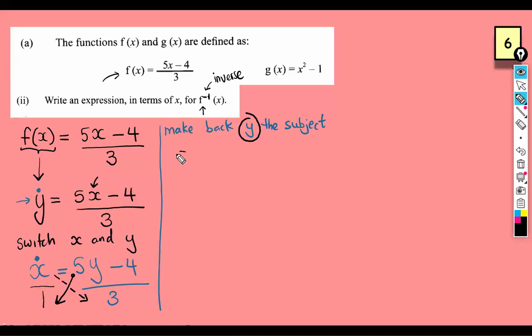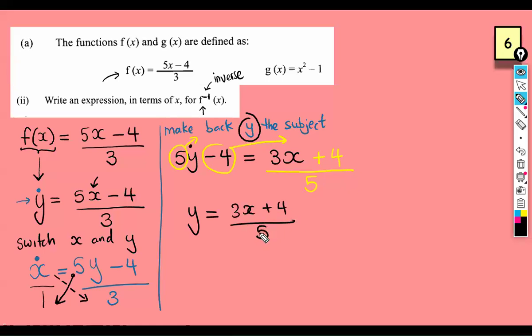Anything by 1 is itself, equal to multiply the dashed one. X multiplied by 3 is 3x. We want to make back who the subject? Y. Throw across -4, you're going to get +4. And then this 5 is a multiplier. Throw him across. You divide the whole thing by 5. So when we make y the subject, we get y is equal to (3x plus 4) divided by 5.